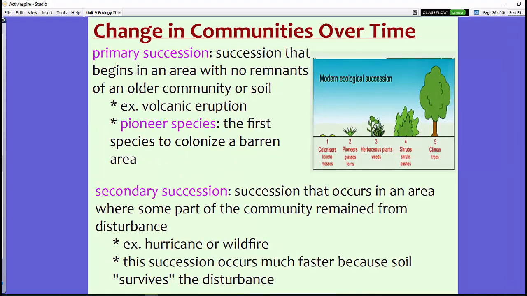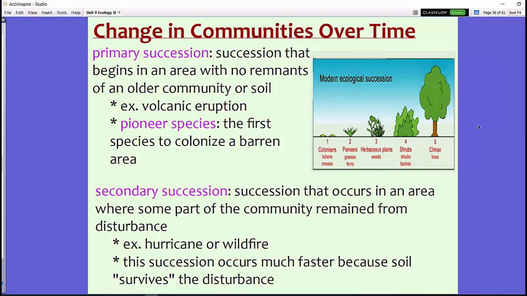So we have two types of succession that we see in communities over time. We see primary and secondary succession. Let's focus a little bit on primary succession first. So primary succession is a type of succession that begins in an area where there's no remnants of an older community or soil. It's starting off from scratch.